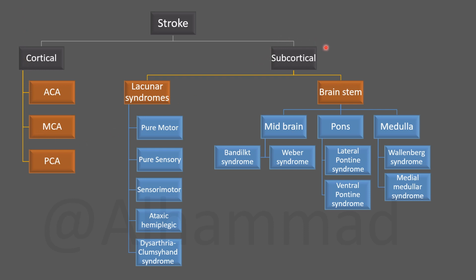Now, subcortical strokes will be discussed in different videos, and generally can be divided into lacunar syndromes or lacunar strokes and the brainstem strokes. Each one has its own presentations and signs and distribution of the motor or sensory involvement.